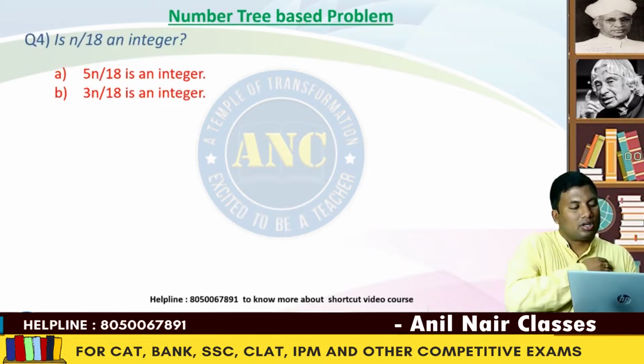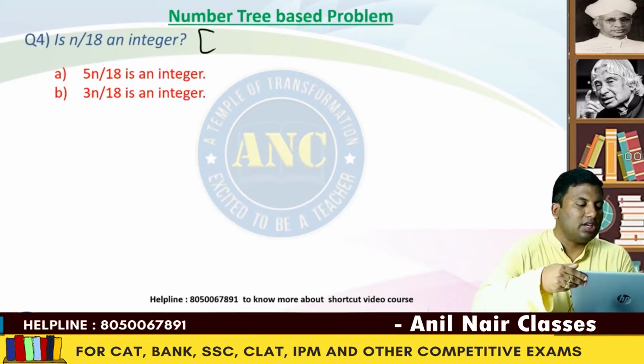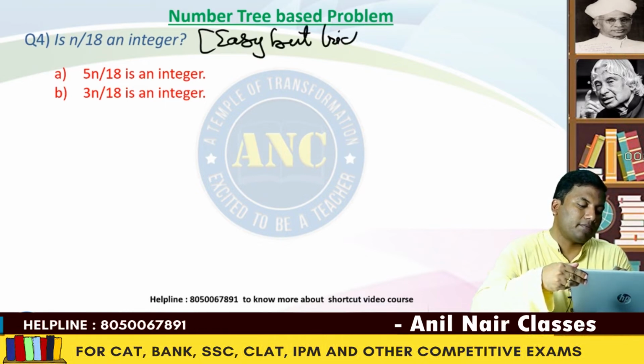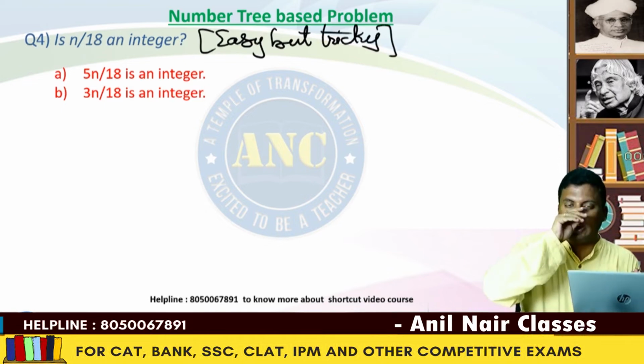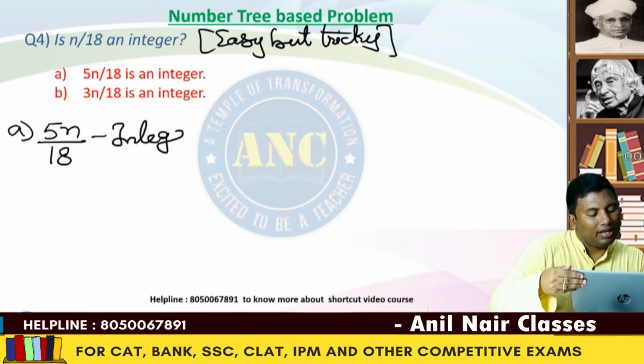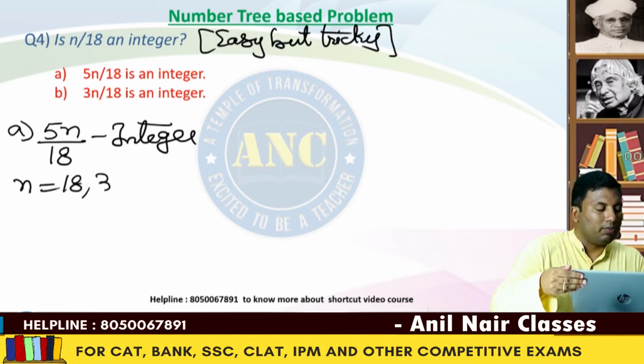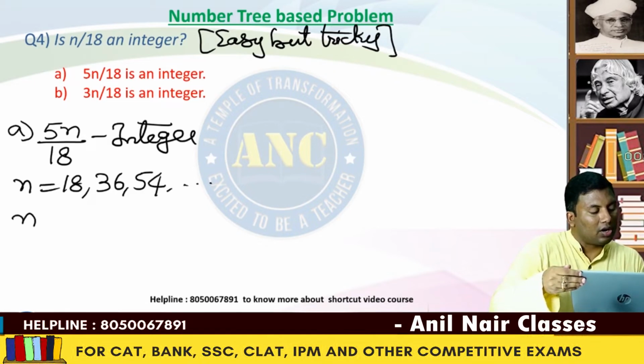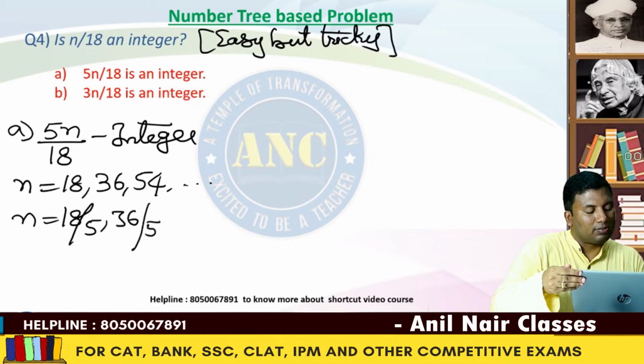Slightly tricky question. Question number 4. Easy but tricky. Now see here. First statement. 5n by 18 is an integer. Statement 1 alone. 5n by 18 is an integer. n could be 18, n could be 36, n could be 54 and so on. n can also be 18 by 5, n can also be 36 by 5, 54 by 5 and so on.